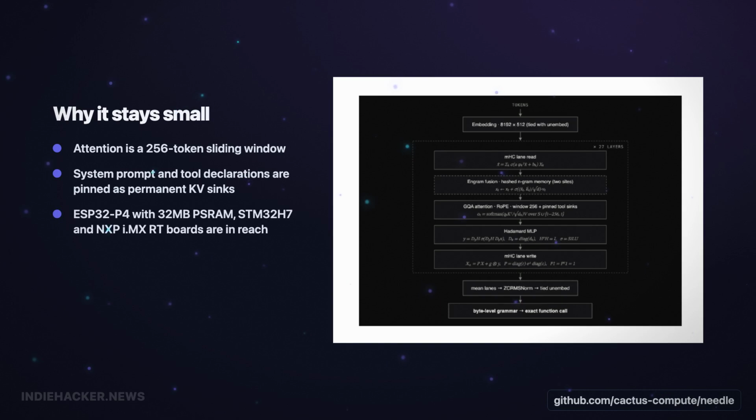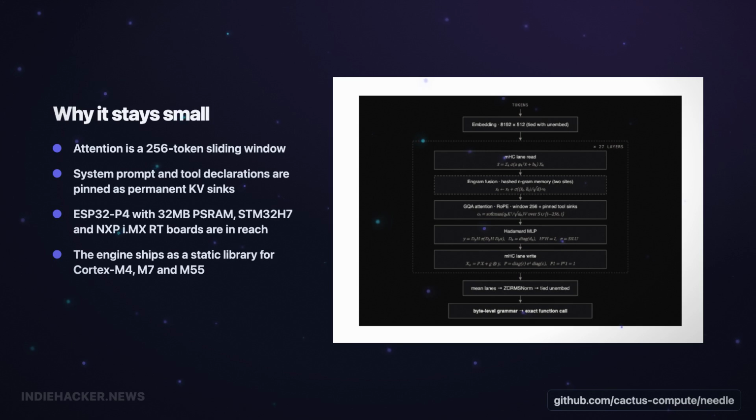Cactus lists parts like the ESP32 P4 with 32 megabytes of external RAM and ships the engine as a static library for Cortex M4, M7, and M55. Tool routing is capped too. 5 or fewer declared tools go straight into context. Past that, a retrieval head embeds every schema once at startup, scores your query each turn, and admits only the top 5, so an unselected tool becomes unreachable rather than unlikely.